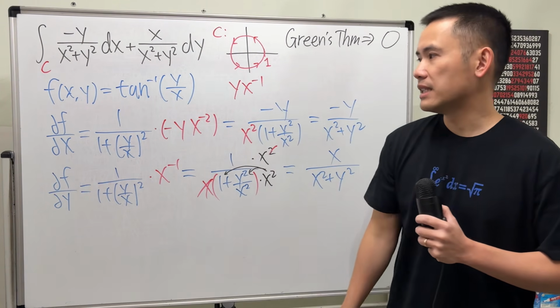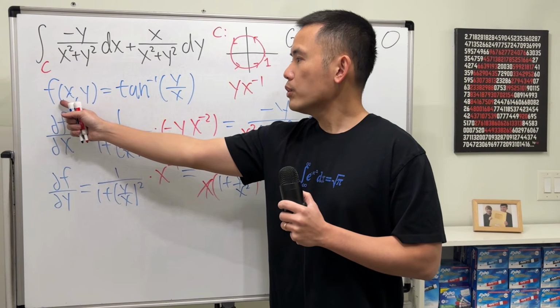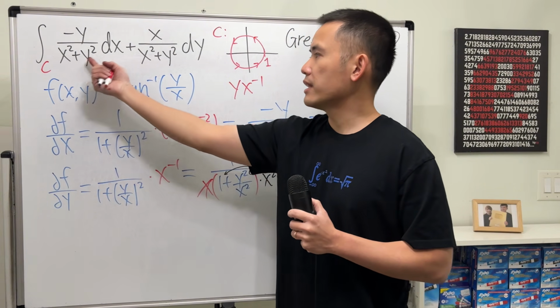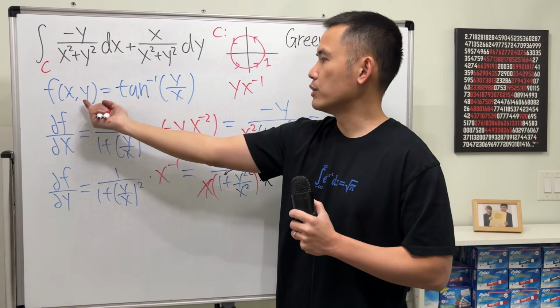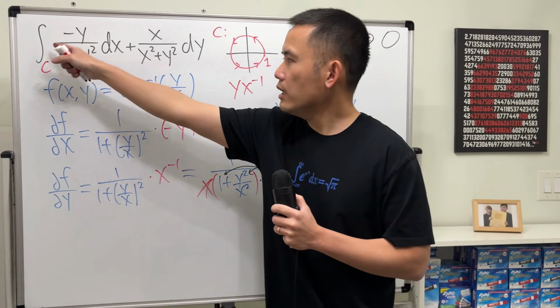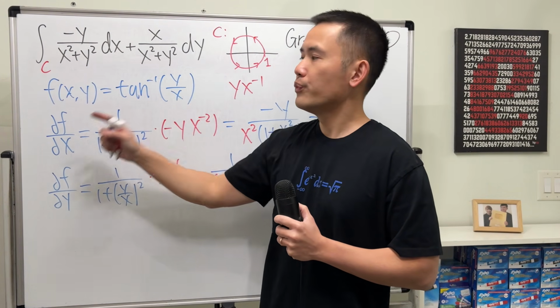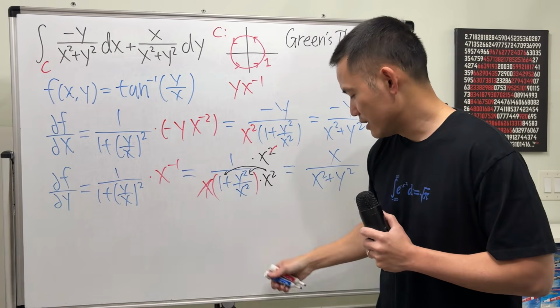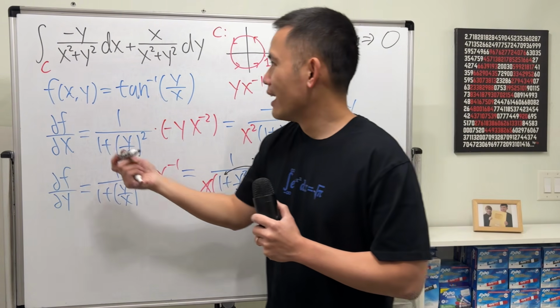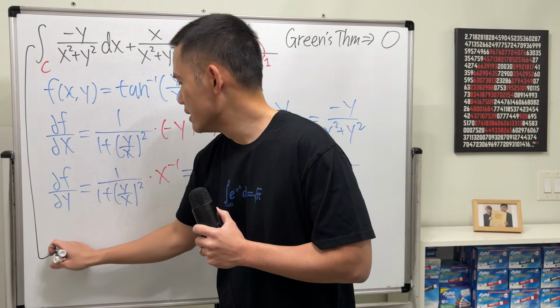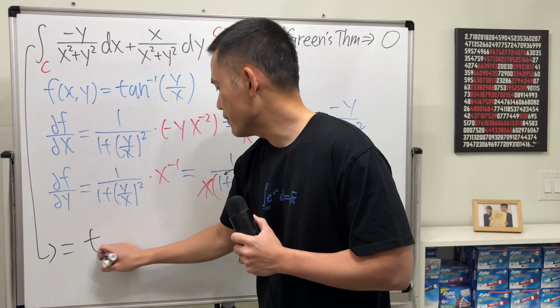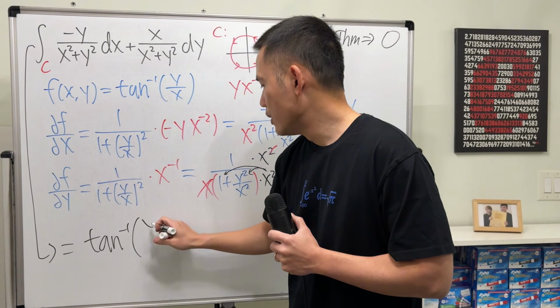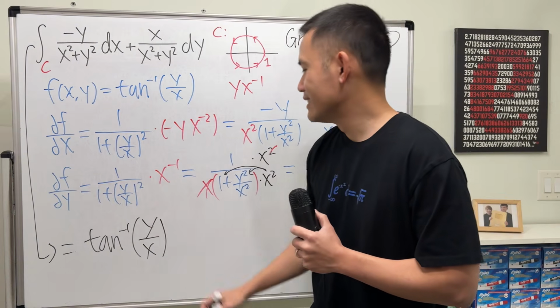So what that means is that if you take the total derivative of this, you will get that. So this is the total differential of that. And then when you integrate the total differential, you just get the function back. That's the idea. So I'm going to just look at this right here as inverse tangent of y over x.